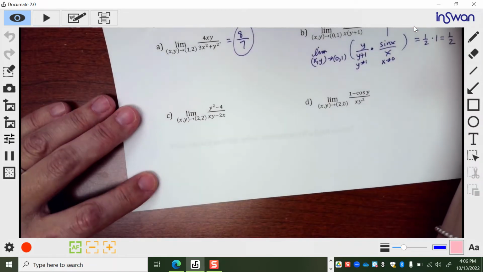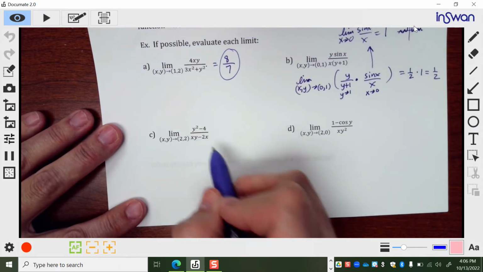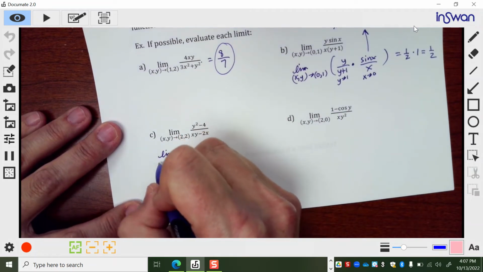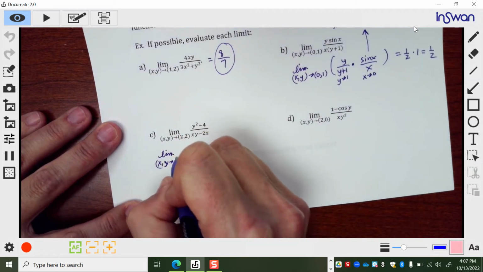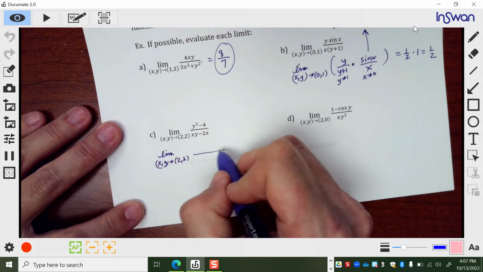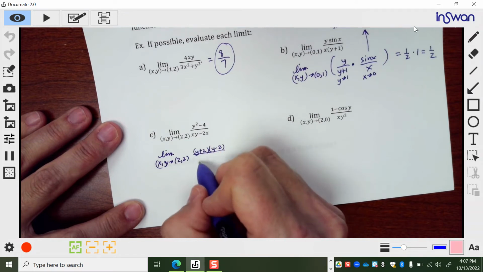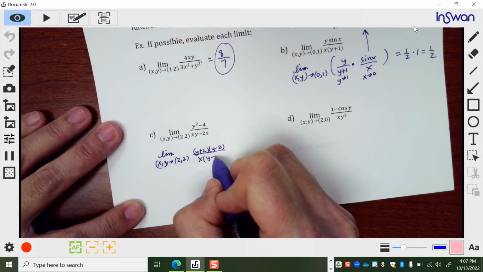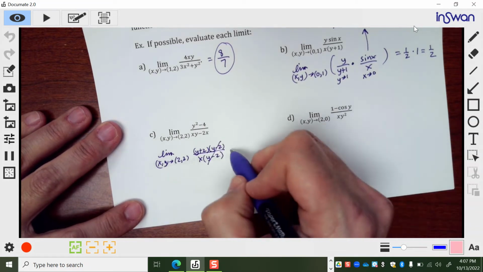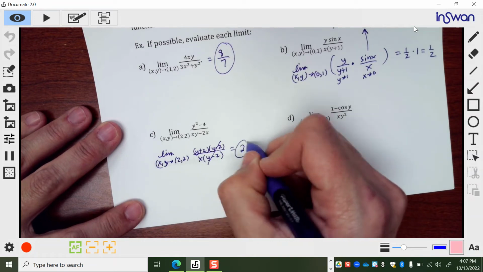All right, down here, if I plug in 2's, it's a 0 over 0 situation, so I can't have that. So we are going to factor. When I factor the numerator, I get y plus 2 and y minus 2. In the denominator, I pull out an x, which leaves me with y minus 2. Okay, that cancels, and that's the part that was causing me a problem. So now when I plug in my 2's, I get 4 over 2, which is 2.